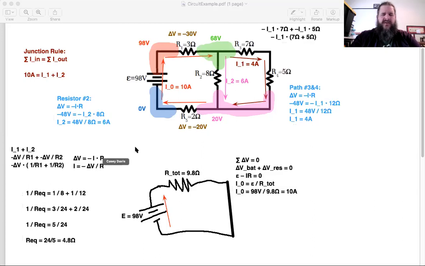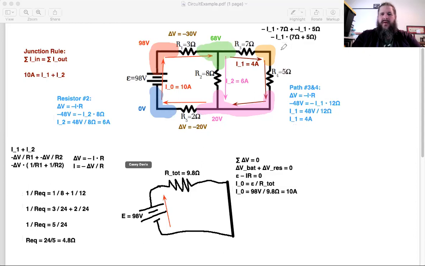And one last thing we could do if we needed to would even be to find the voltage at this corner. And for that, you could go from either direction. You could start at 68 and subtract 7 times 4, because that's how much voltage you're losing. Or you could start at 20 and backtrack by adding 5 times 4. Either way would get you to 40 volts here. So this corner would be 40 volts.